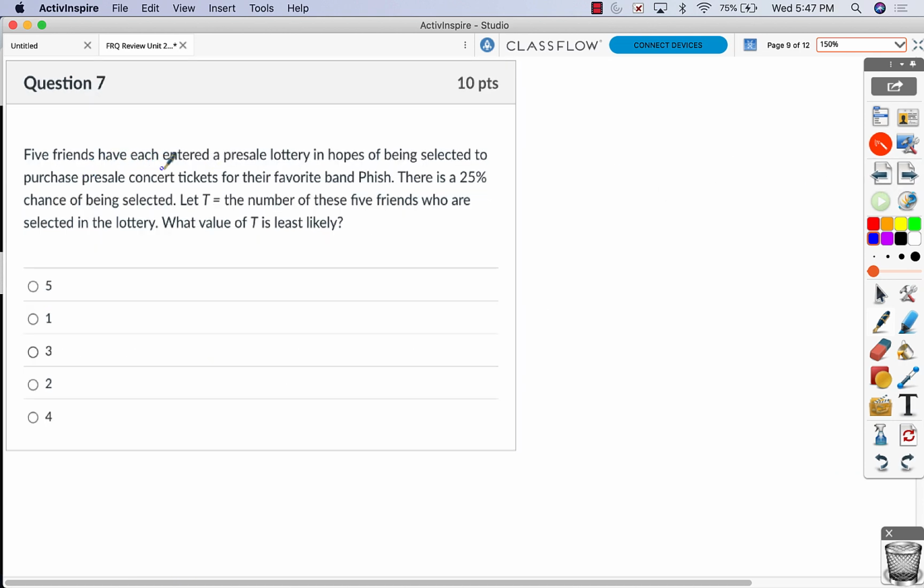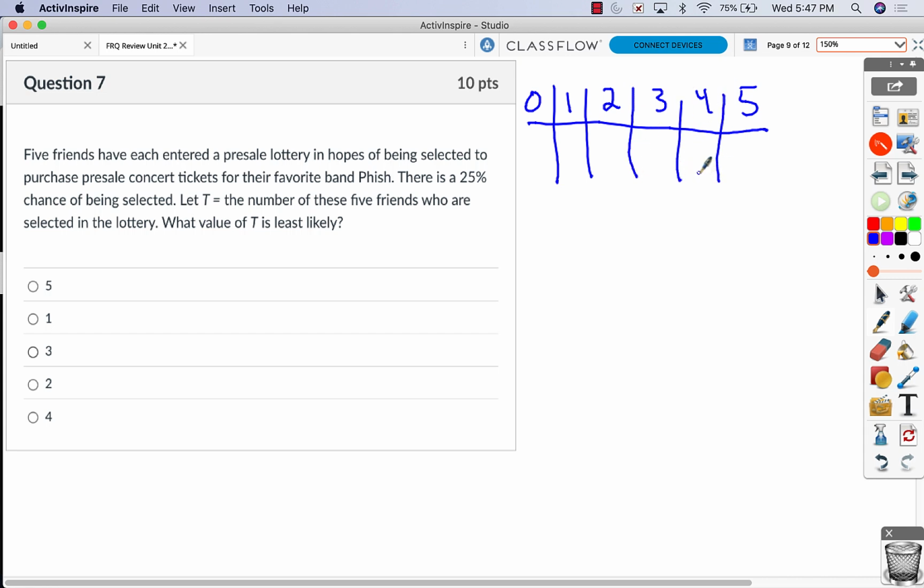Okay. 5 friends each enter a pre-sale lottery. You can just pause and read it. Let T be the number of the 5 friends who are selected to win the lottery. Okay. How many friends could win the lottery? It might be 0, it might be 1, it might be 2, it might be 3, it might be 4, it might be 5. This is a discrete random variable.